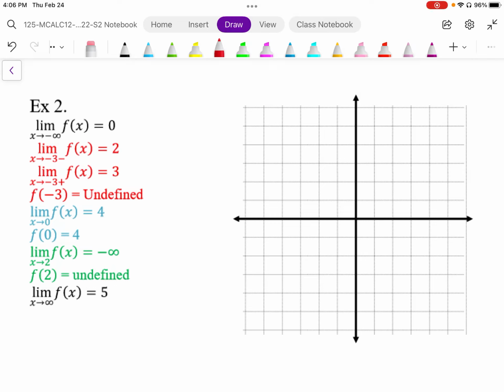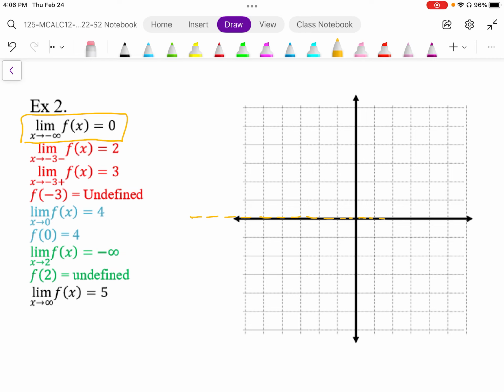In example 2, we want to piece this together. We're going to start with the horizontal asymptote at negative infinity. So this first expression here, this first limit, is telling me as I go to negative infinity, f of x is approaching 0. So that means as I go to the left, I have a horizontal asymptote at 0.